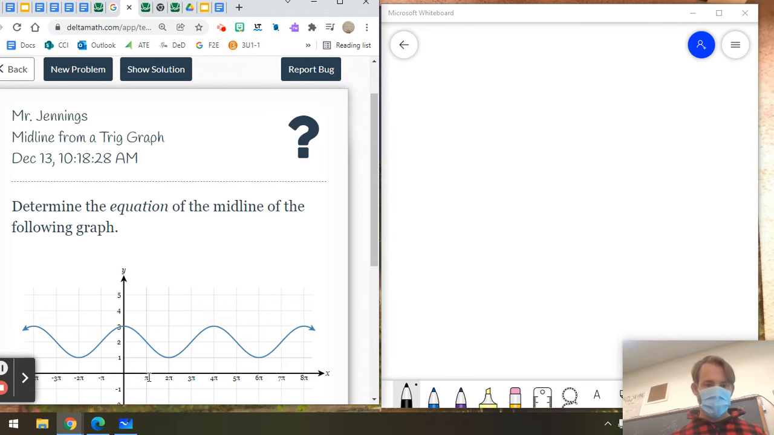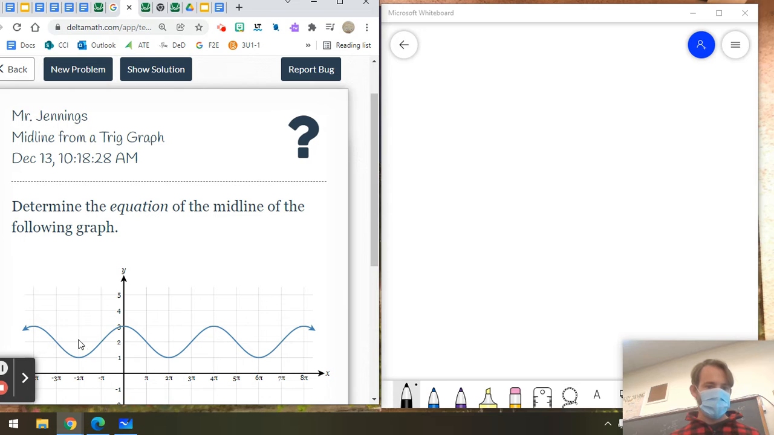So that's why you see that in this case, the period of this function is 4 pi, which gets you back to the starting place. So that's actually been stretched by a factor of 2 in the x-axis. But that's not the question that we've been asked. We've been asked to determine the equation of the midline of the following graph.